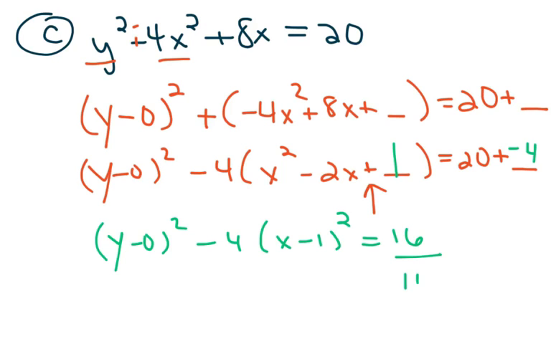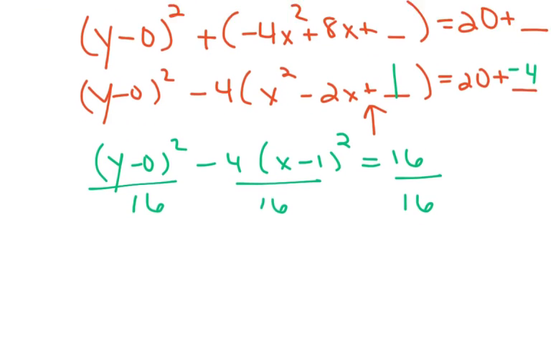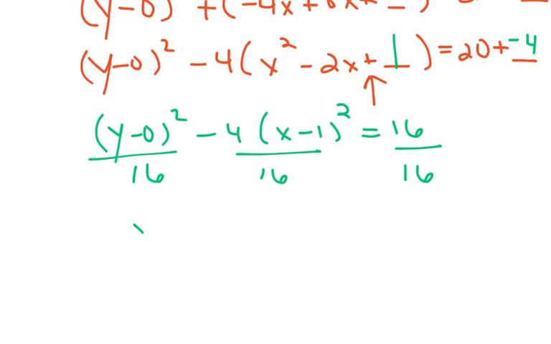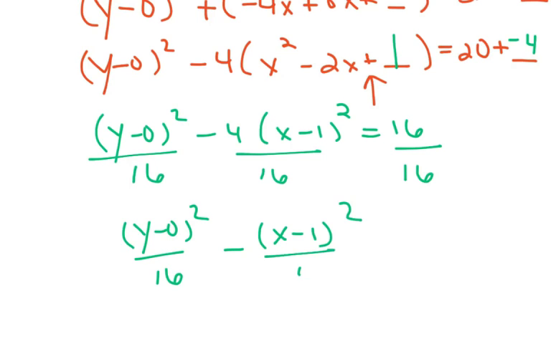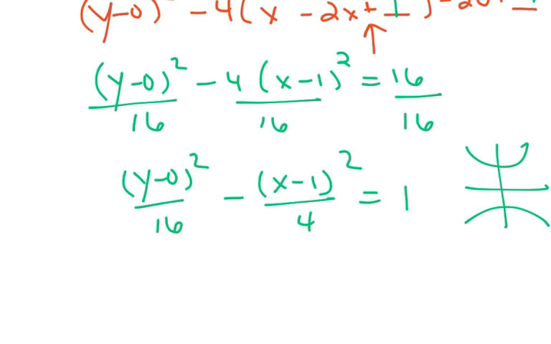And in order to get it in the form that I want it to be in, I'm going to divide everything by 16. So I'm going to have y minus 0 squared over 16 minus x minus 1 squared over 4 is equal to 1. Now I know this is a hyperbola that opens up and down. The center, which is what I always find first, is at 1, 0.